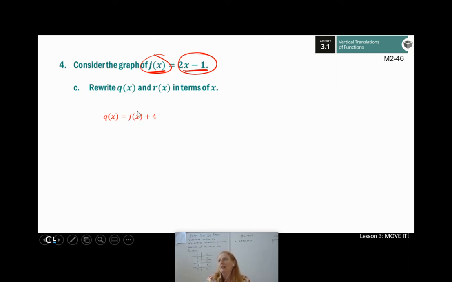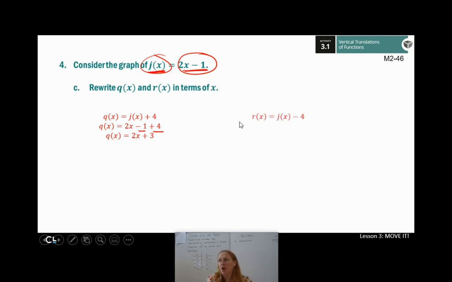All right. So instead of j of x, I substituted in 2x minus 1. But I have like terms, right? Check it out, because I have that plus 4 in the end. I've got some like terms, so fine. Negative 1 plus 4 is 3. Yay! So now q of x is in terms of x, not j of x.